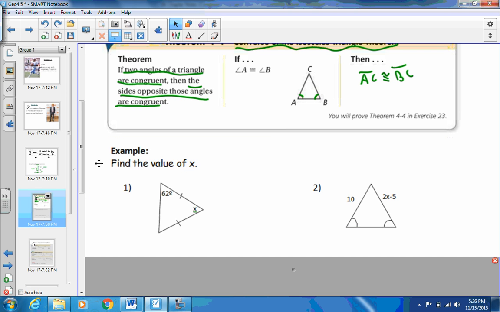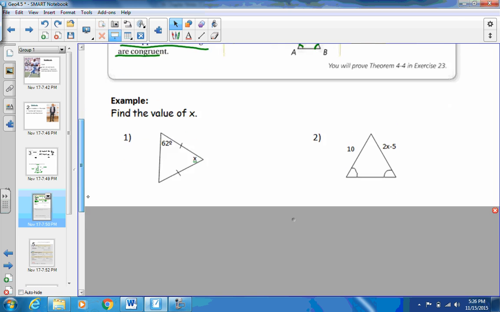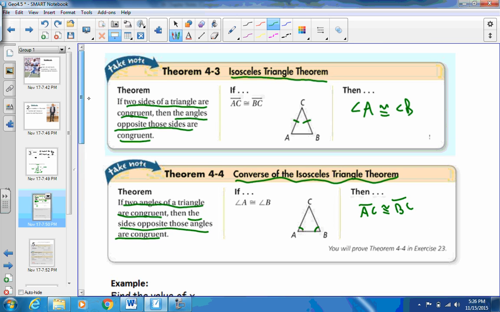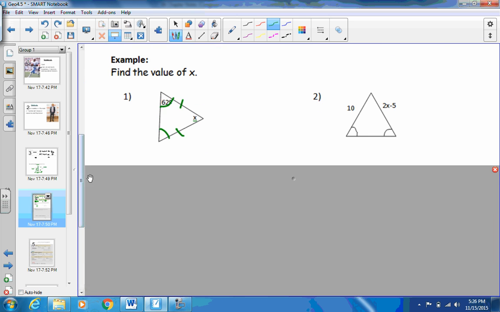Find the value of x. So look at our triangles. We have two sides congruent. This side is congruent to this side, meaning their opposite angles are congruent. So this angle would have to be congruent to this angle. That's from the first theorem we said. If we have two sides congruent, then their opposite angles are congruent. Meaning that this bottom angle here would have to be 62 degrees as well.